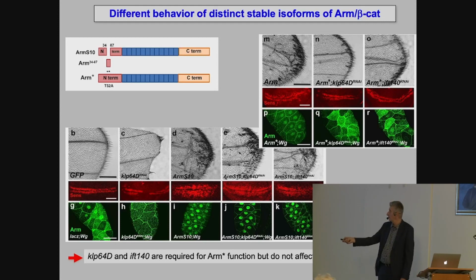And in the recruitment assay, we see nuclear localization of ARMS10 and nuclear localization of this ARM star, which is this mutant. But now when we remove kinesin or IFT140, the deletion ARMS10 still goes to the nucleus and it still activates the pathway, versus the star mutation, which is suppressed by these mutations, and also nuclear localization is strongly reduced. So this suggested there's something going on with this region of these 53 amino acids.